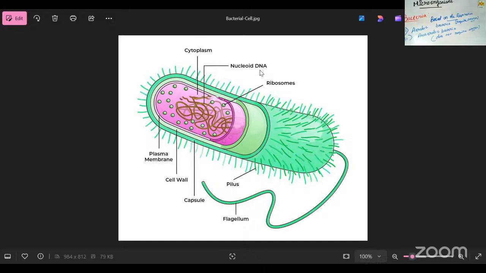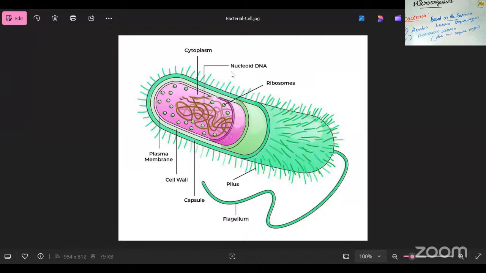Bacterium has an outer covering known as the cell wall. Nuclear material is the nucleoid without nuclear membrane. An extra chromosomal DNA called plasmid is present in the cytoplasm. The protein synthesis is carried out by the 70S ribosome. Other cell organelles like mitochondria, Golgi body, and endoplasmic reticulum are absent in bacteria.